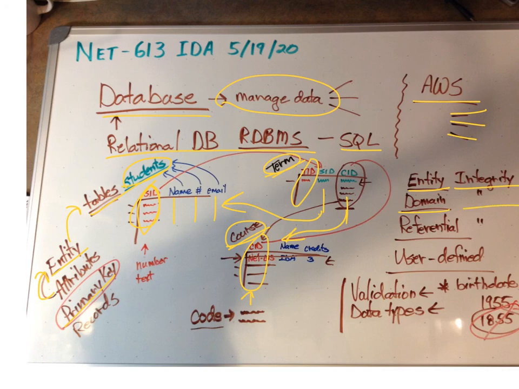We have a domain integrity. The information has to come from a certain domain, a certain group. For example, this has to come from this down here. Referential integrity would be the idea if we were to delete a course from here, all the records related to that course would have to be deleted there, because we have referential integrity between there, if it's set up that way.